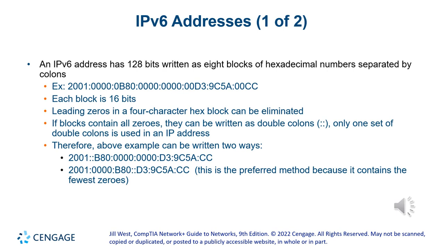If you see the example on the top, you'll see that it can be compressed as in the first one, but that eliminates only one block of zeros, and there are 2 sequential blocks of zeros. So you can do it like in the second line, which is the preferred method: instead of representing one set of zeros with the double colon, we can eliminate 2 sets of zeros. That's what it means. It's only done for zeros, nothing else, just a way to represent the IPv6 address in a more condensed format.